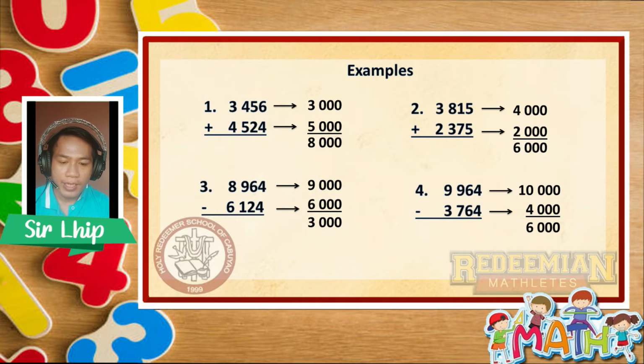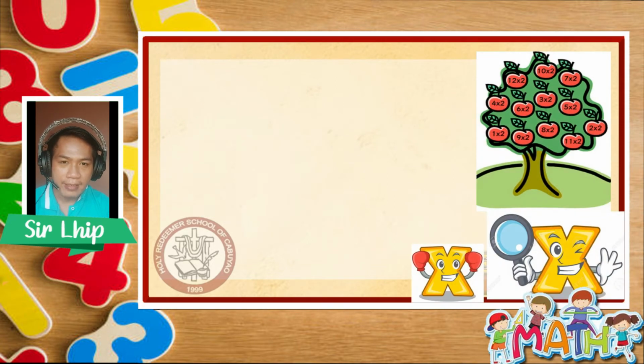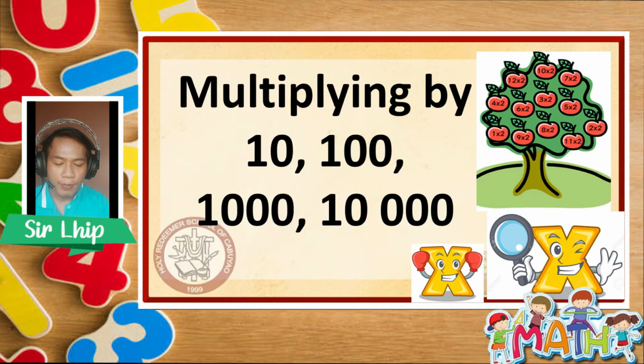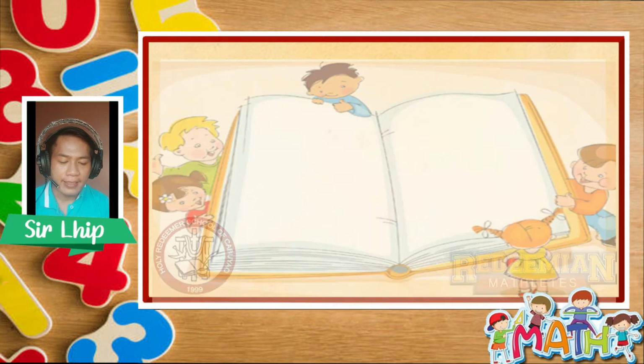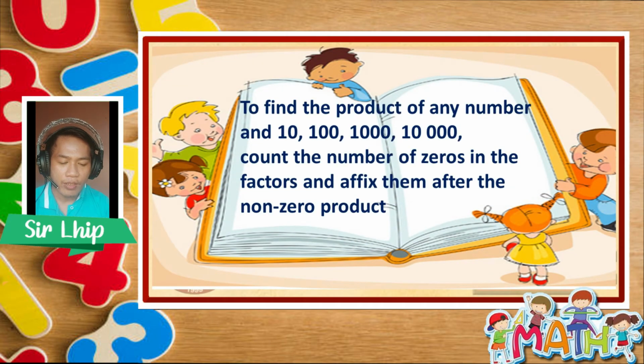Multiplying by 10, 100, 1,000, and 10,000. To find the product of any number and 10, 100, 1,000, or 10,000, count the number of zeros in the factors and affix them after the non-zero product.